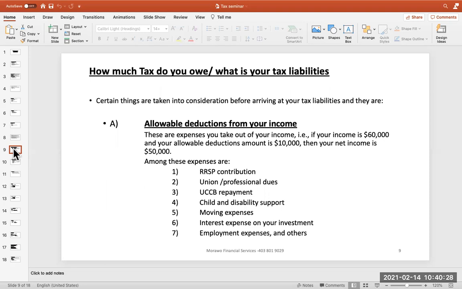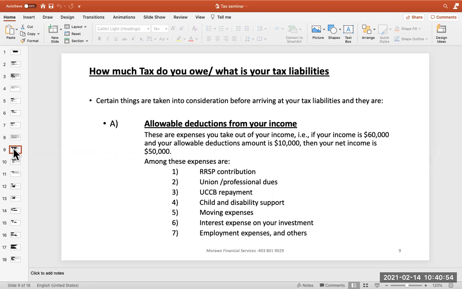Okay, so the next thing we're going to look at here is how much tax do you owe? What is your tax liabilities? Yeah, we're going to do some calculation here. I know some of us don't like arithmetics, so I've tried to make it as simple as possible. Just follow, it's straightforward, and you will understand it.